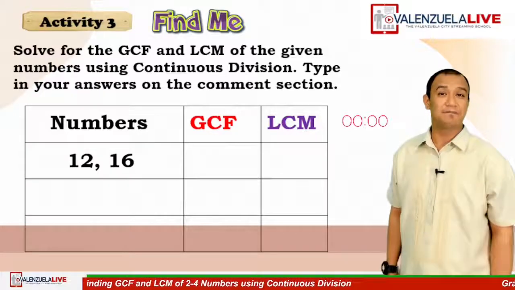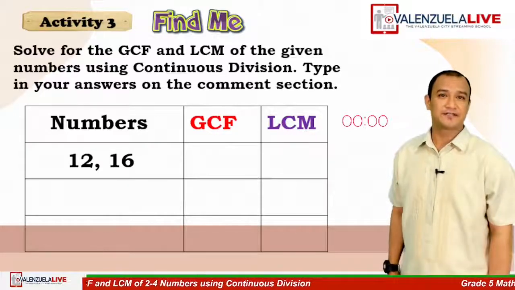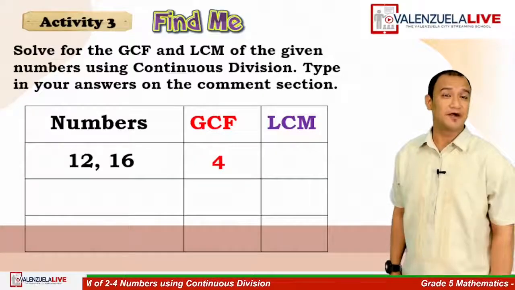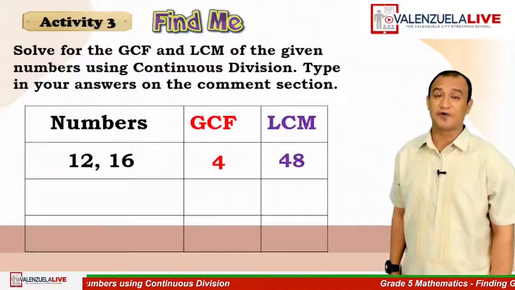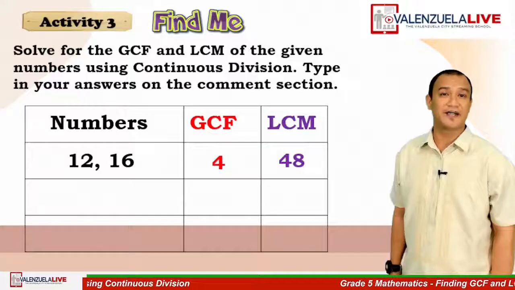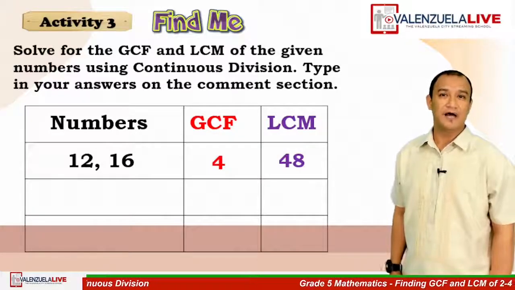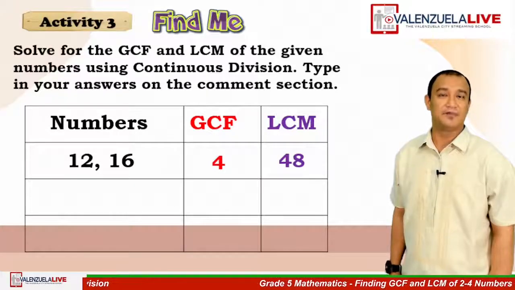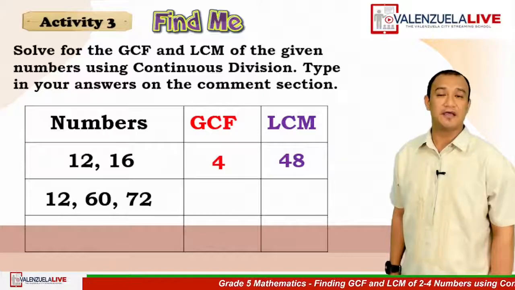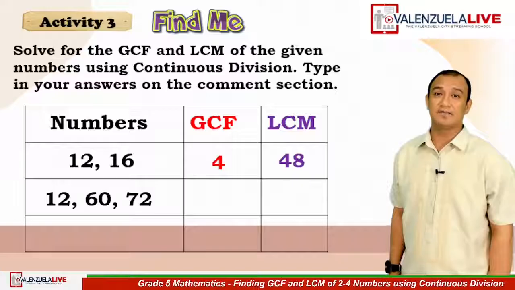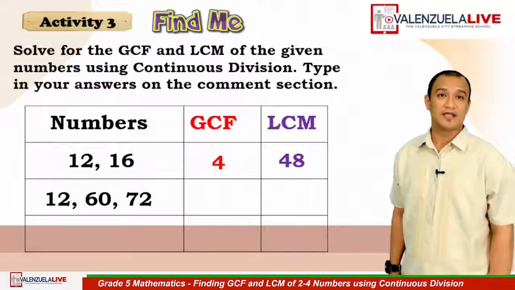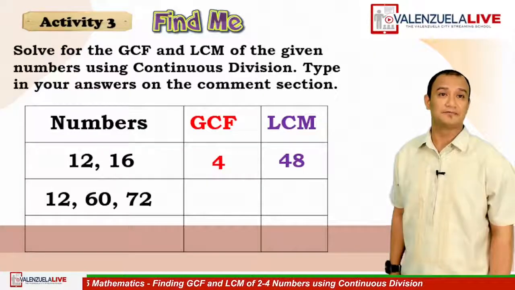Okay, time's up. Let's check your answers. If your GCF is 4 and your LCM is 48, good job, grade 5. Now, for our second given number, find the GCF and LCM of 12, 60, and 72. Your 60 seconds starts now.